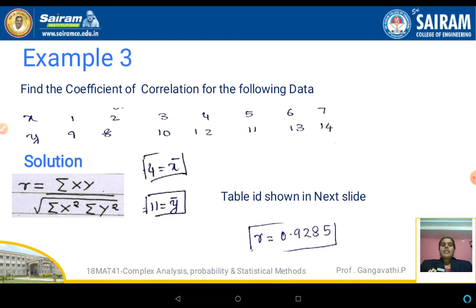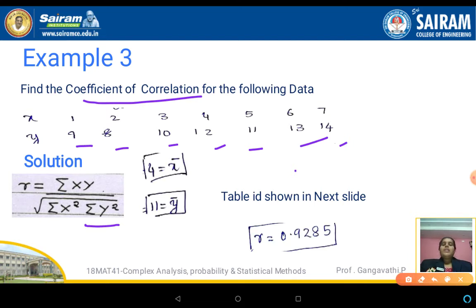In continuation, let us see example 3. Find the coefficient of correlation for the following data: x is equal to 1 2 3 4 5 6 7 and y is equal to 9 8 10 12 11 13 14. So the coefficient of correlation, if you recall from the previous session, is r is equal to summation of XY divided by square root of summation X square into summation Y square.